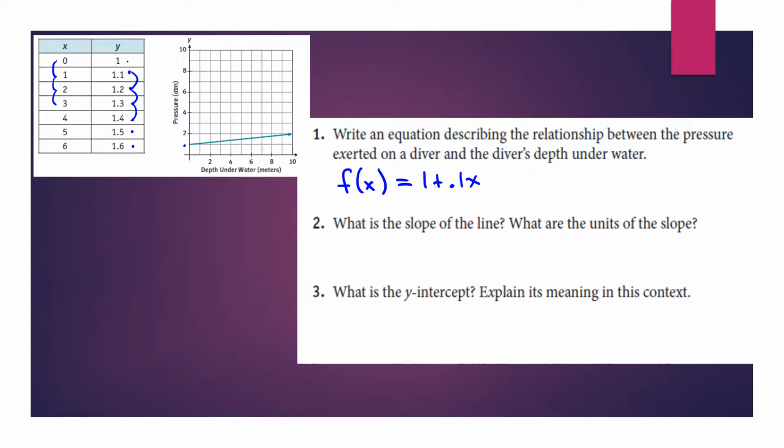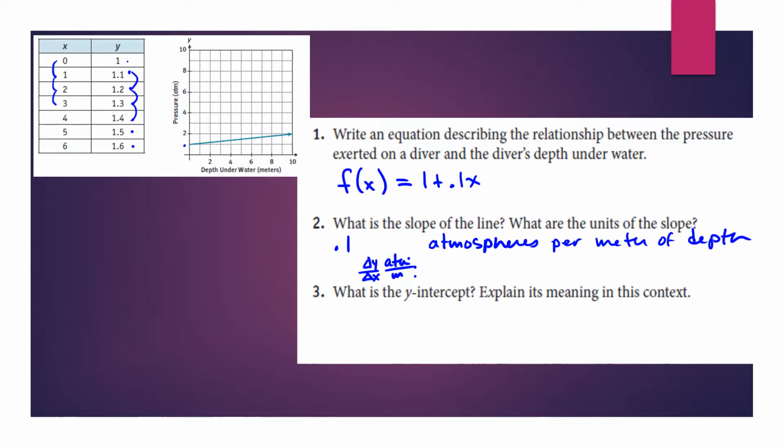What's the slope of the line? The slope of the line is 0.1. What are the units of the slope? So it is atmospheres per meter of depth. And that makes sense because it's change in Y, which is our atmospheres, over change in X. So atmospheres per meter.